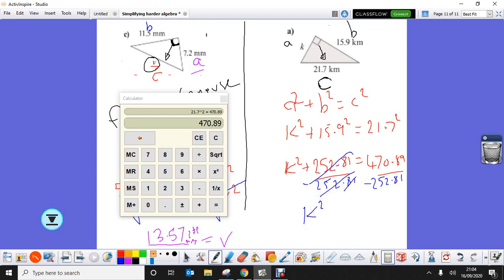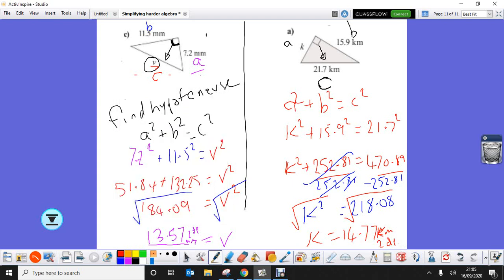That's going to leave me K squared. Value of K squared, 470.89 minus 252.81. So that's going to give me 218.08. Remember, that's K squared. I want it to be K, and to get K from K squared, I'm going to square root. So I square root my value, and that's going to give me 14.77, and this is kilometers to two decimal places.